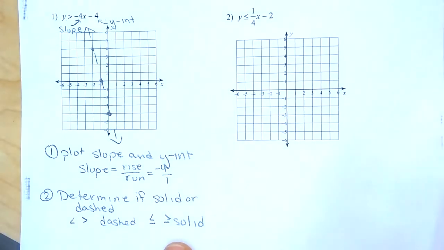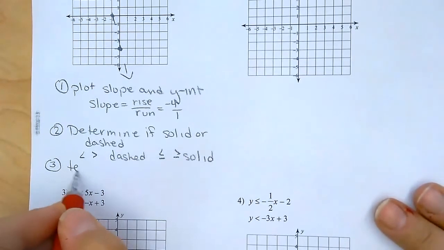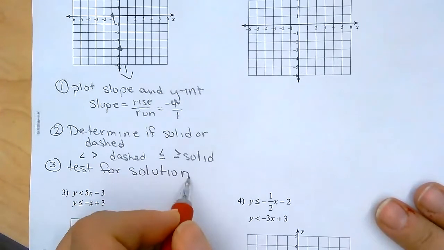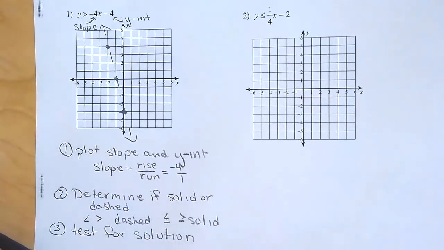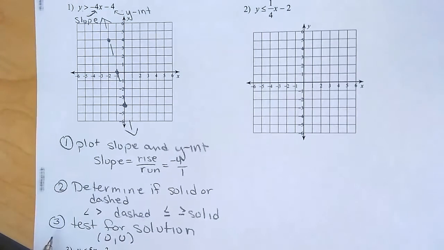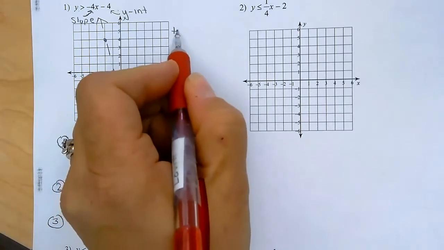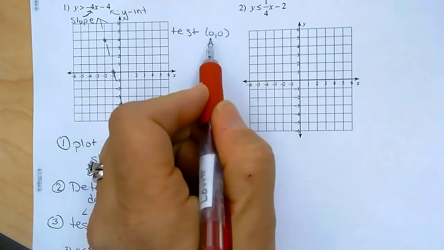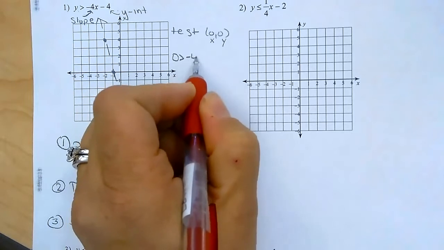Okay. And the last step is to test for solutions, just like we do on the number line. But this time, because we're dealing with two variables, we have an x and a y, we have to use a point. And an easy point to work with is 0, 0, as long as your graph doesn't go through 0, 0. All right, so I'm going to test it right here. And I'm going to test 0, 0. I'm going to put 0 in for x and 0 in for y. Is 0 greater than -4x?